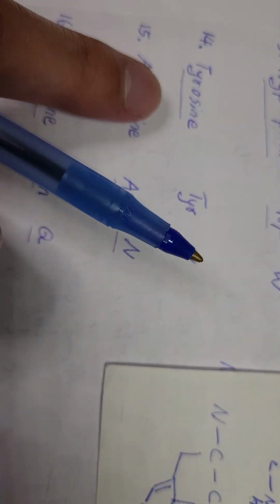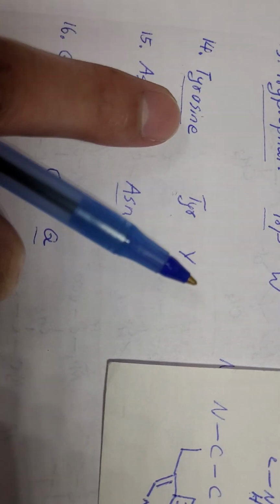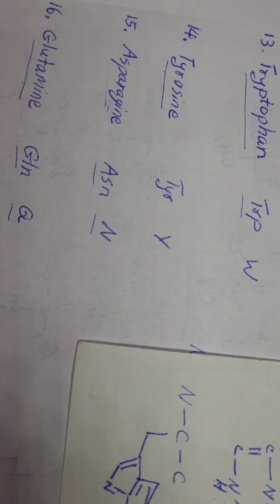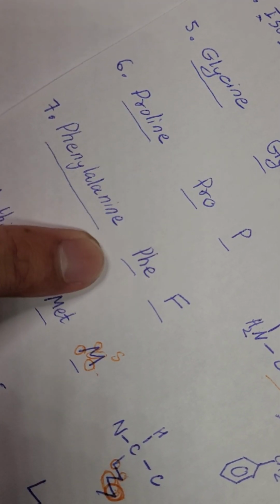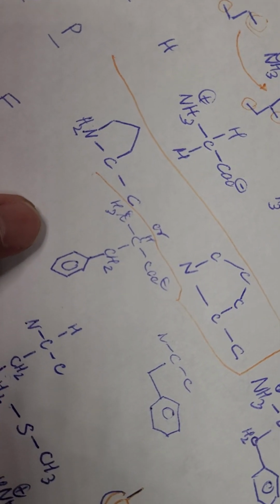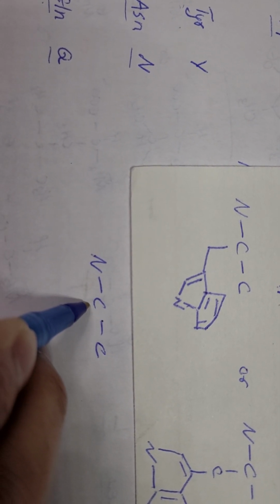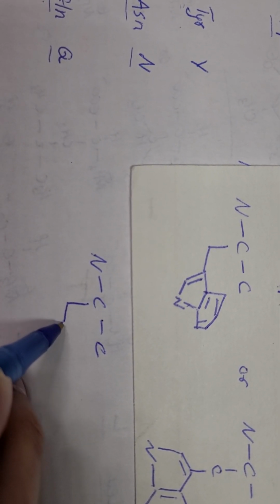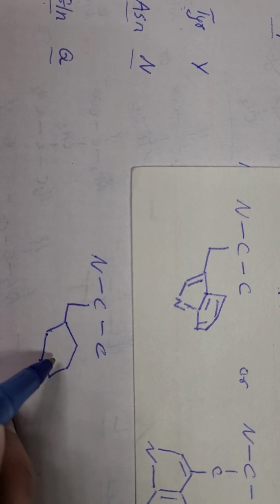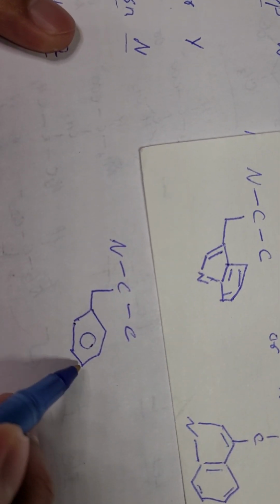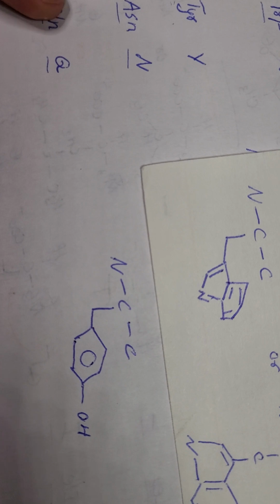Okay, the next one, tyrosine, TYR or Y. It will be the same as phenylalanine. You see the picture, this one: NCC, break it in half, back to the right. If you draw like this, it is phenylalanine, but for tyrosine, you just add OH. It's very similar.